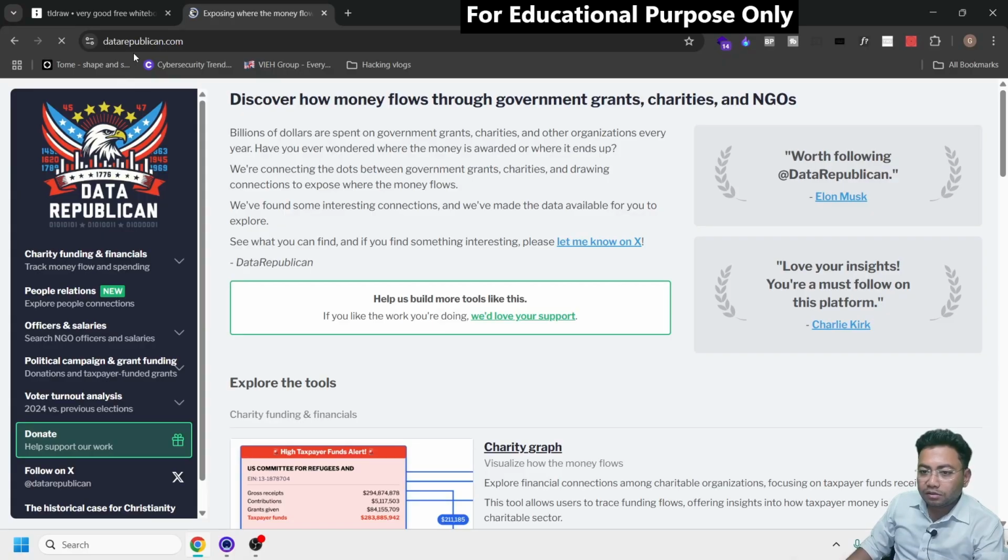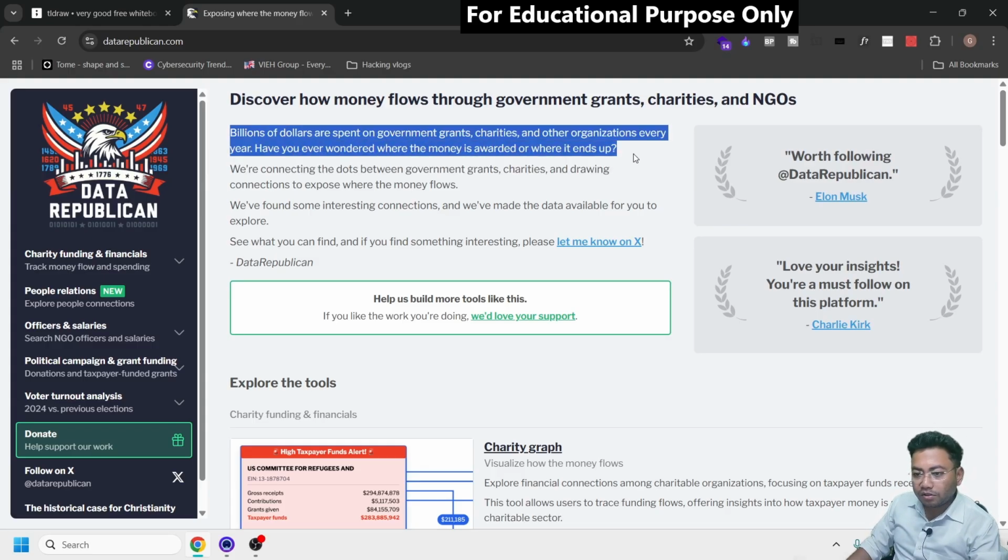The website is datarepublican.com. They have been working since 1776. Here you can check how billions of dollars are spent on government grants, charities, and other organizations every year, but from where they are getting it and where it ends up. On the left side, there are multiple sections. First is People Relationships, a new section added recently, where you can uncover connections between key individuals in an organization.